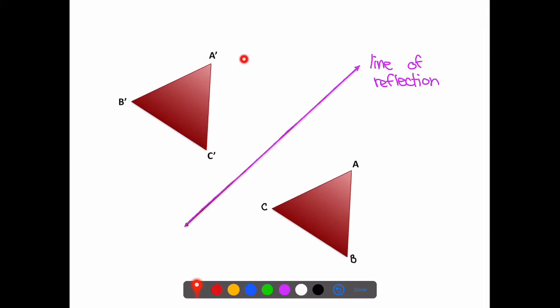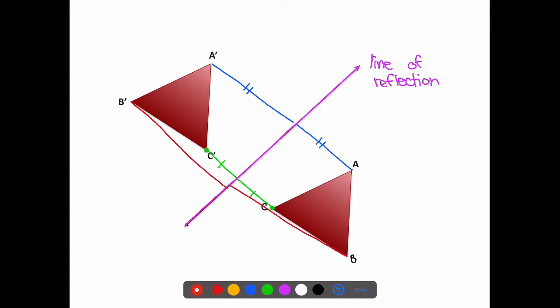Now some interesting things occur here. The distance from point C to the line of reflection is the same as C prime to the line of reflection. So these two are the exact same distance. The same can be true with A prime. This is the same thing that's happening with A prime. So the distance to both A prime and the line of reflection is the same as from A to the line of reflection. And then you guessed it, we can also do this with B prime and B. So the distance to the line of reflection for both B prime and B is the same distance.